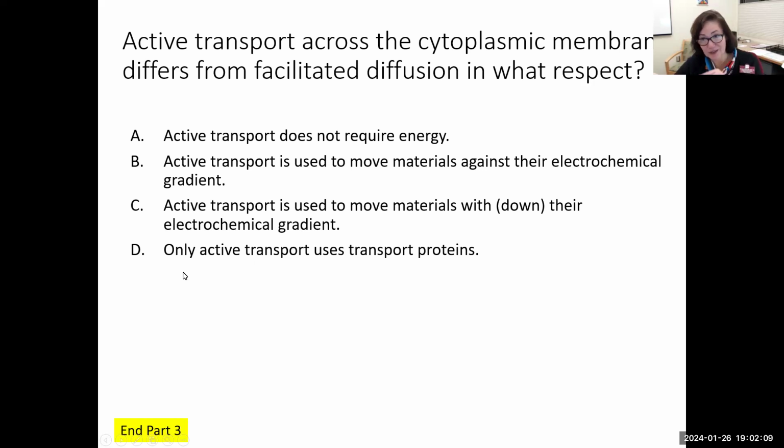And then that's where this one comes in. Only active transport uses transport proteins. That's not true. Facilitated diffusion also needs transport protein. The difference is, do you have to pay the transport protein every time? And if you have to pay the transport protein every time, that's active transport. If you just built the protein and put it in place, but you don't have to pay it every time, that's facilitated diffusion. Okay, and that's the big difference.